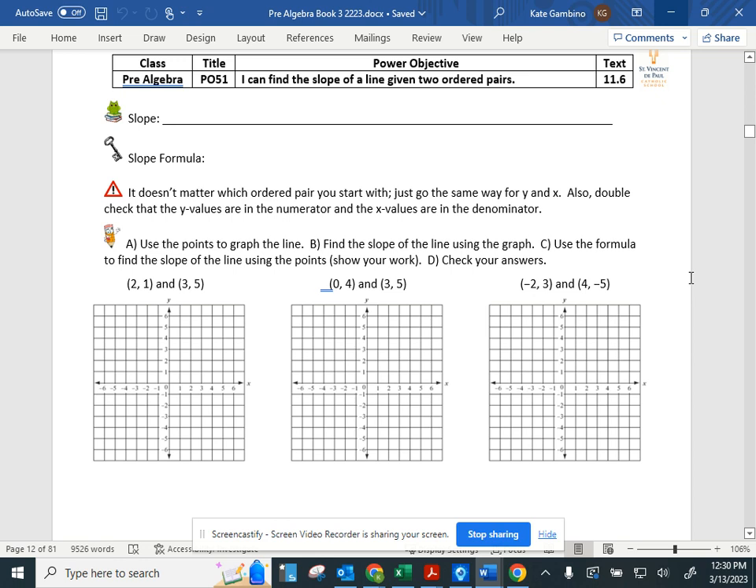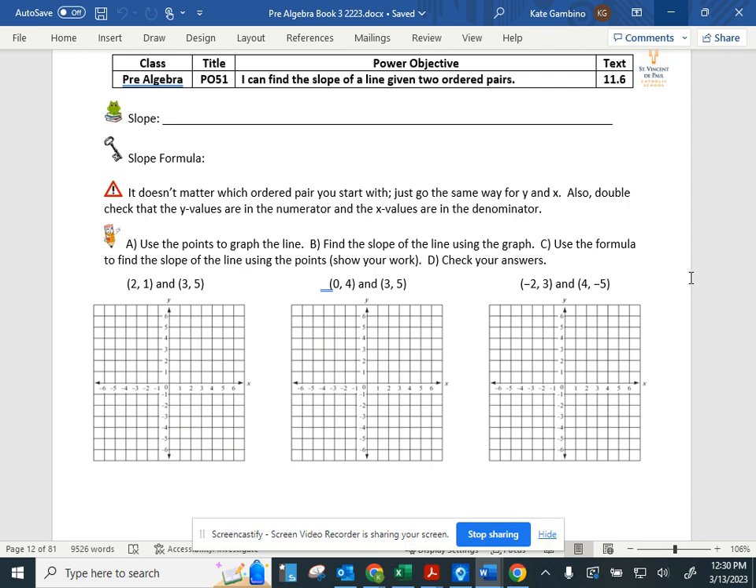Good afternoon. Today we are finishing up our unit. We are continuing to work with the slope. So today we are doing PO51: I can find the slope of a line given two ordered pairs.